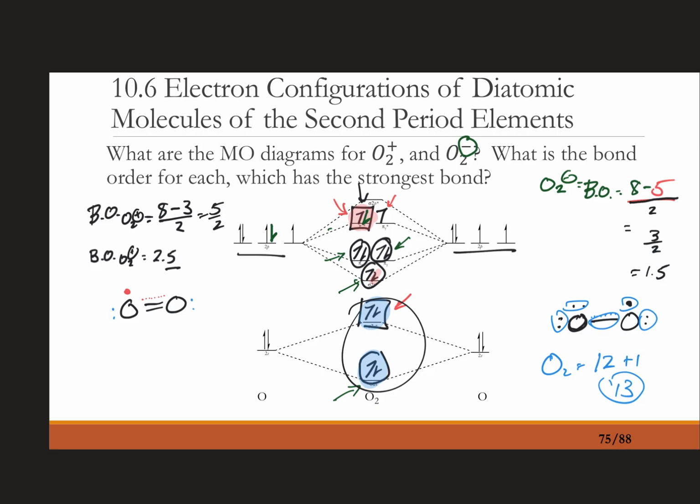But what is the strongest bond? The strongest bond is the O2 plus. So coincidentally, O2 plus has a 2.5 bond order. Oxygen itself, that's neutral, has a bond order of 2. So the strongest bond is in O2 plus. That does not mean that this is stable and exists readily in nature or anything, but it could be.